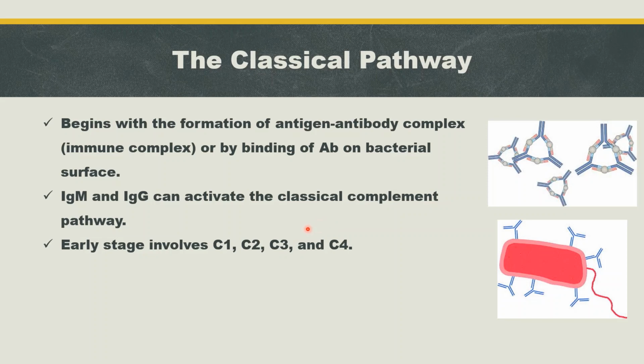IgM and certain subclasses of IgG, like IgG1, IgG2, IgG3, can activate the classical complement activation pathway. The initial stages of activation involve C1, C2, C3 and C4, which are present in inactive form in our plasma. Before going into the details of the classical pathway, let's see the structure of the C1 complement protein. The structure is different from the rest of the complement proteins. So let's see that first.